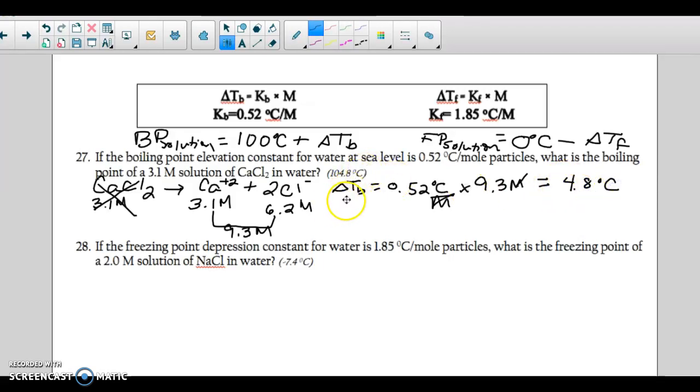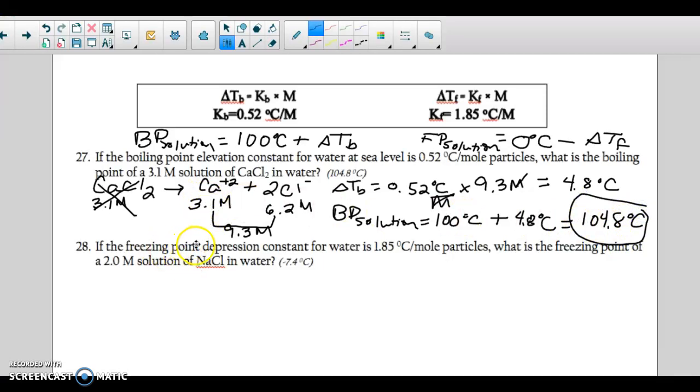So then my new boiling point, which is what they're looking for, the boiling point of the solution, is going to equal the normal boiling point of pure water plus that 4.8. So it'll be 104.8 Celsius.